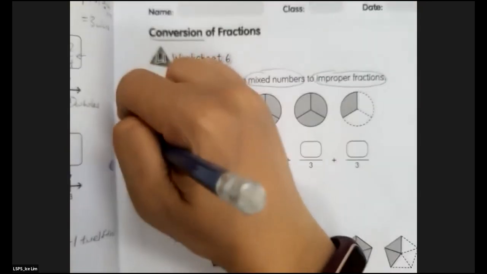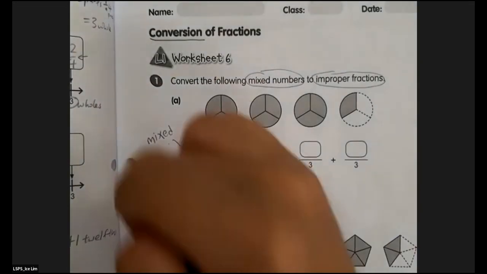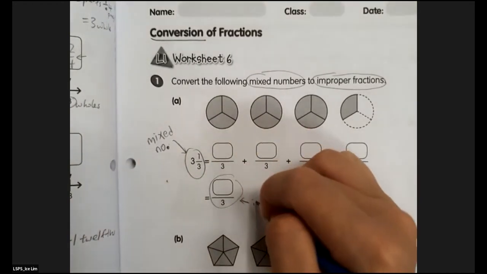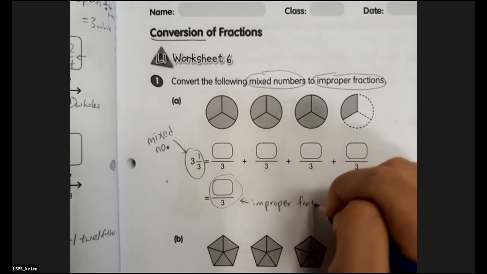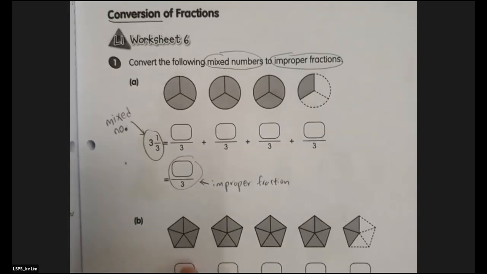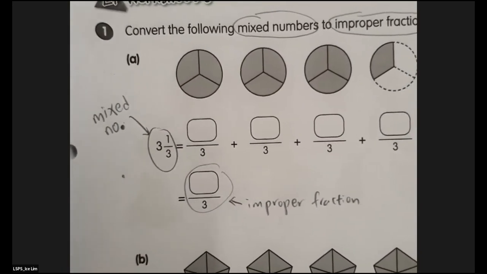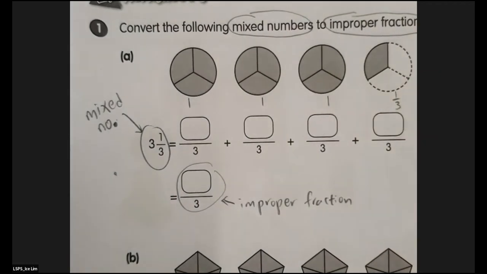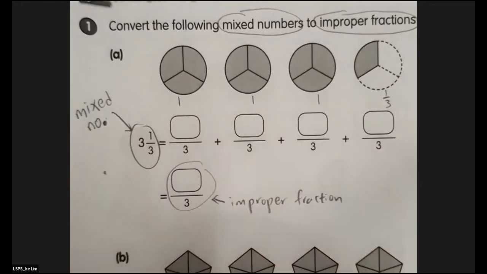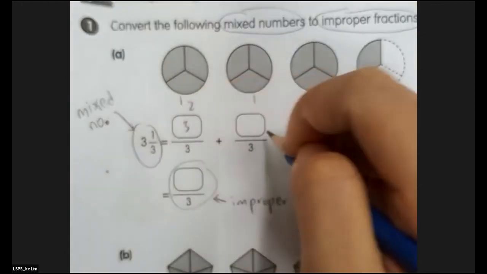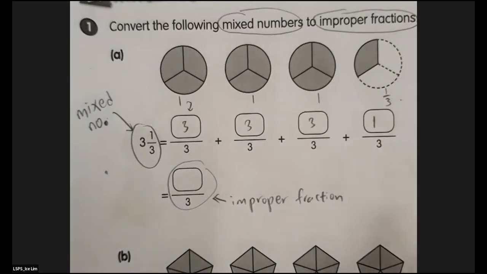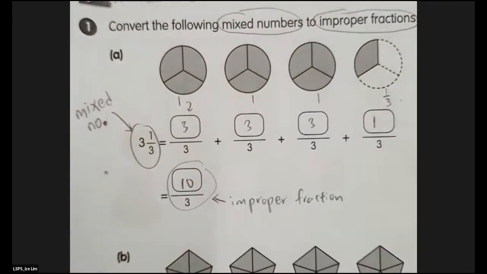So this one is a mixed number. Mixed number to improper, so this one should be an improper fraction. So I'm expecting that the numerator is going to be bigger than the denominator. From what we learned yesterday, we have one whole plus one whole plus one whole, and then the additional 1/3. That's what it means by the mixed number. 3 wholes, 1 whole, 1 whole, 1 whole, and 1/3. I convert the wholes to 3/3, 3/3, 3/3. Oops, sorry, made a mistake. Thank you, Singan, 1/3. Add them up: 3, 6, 9, and 10/3. Is that okay? Any problems with this?